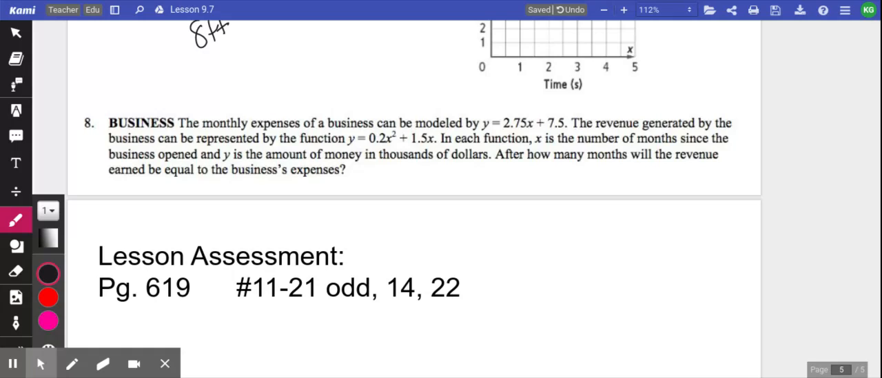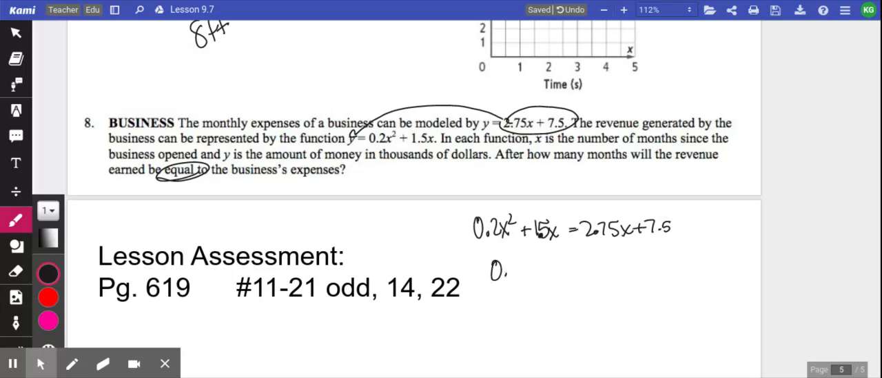The monthly expenses of a business can be modeled by y equals 2.75x plus 7.5. The revenue generated by the business can be represented by the second function. After how many months would the revenue earned be equal to the business expenses? So I know I want to set these two equal to each other using substitution. So I'm going to have 0.2x squared plus 1.5x equals 2.75x plus 7.5. So 0.2x squared, 1.5 minus 2.75 is negative 1.25.